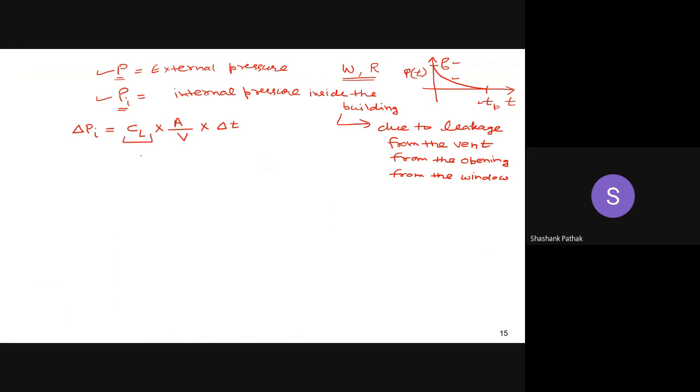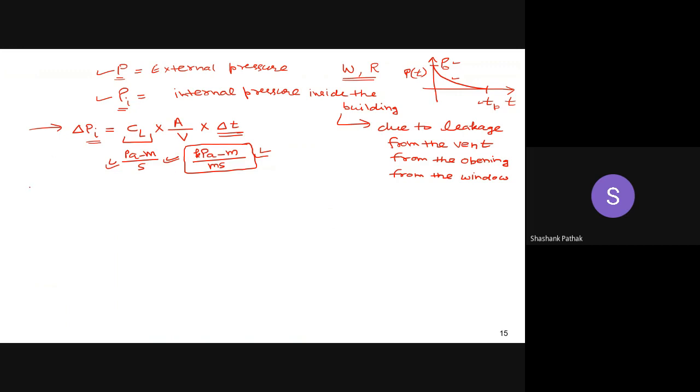So can anyone tell me what is the unit of CL? Just see this equation, simple dimensional analysis, and just tell me the unit of CL. Let me see who can tell. Tushar? Sir, it comes out to be delta pi into L by t, so it should be Pascal meter per second. Very good. That's true. Really, I appreciate. So this is the correct one. But maybe in the case of blast, sometimes it is written as kilopascal meter per millisecond, because this time step will be of the order of millisecond, and this pressure will be of the order of kilopascals. So for convenience, we can also use this one. But this is absolutely correct, right?